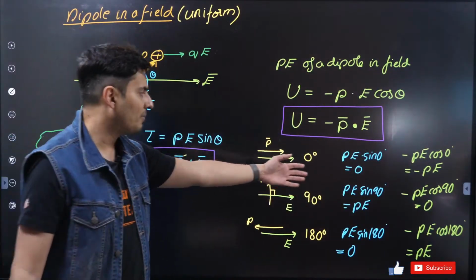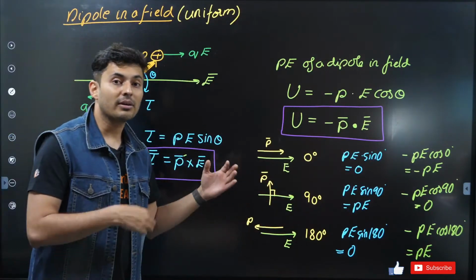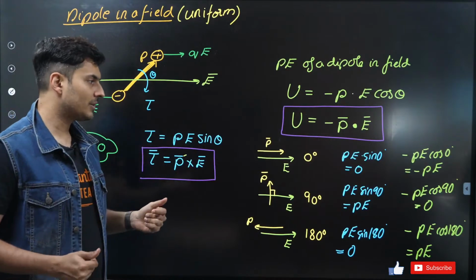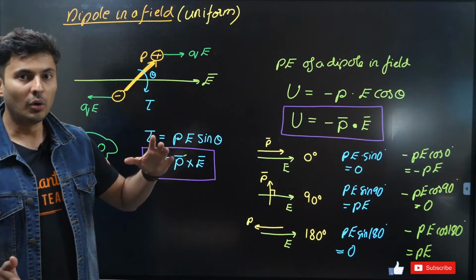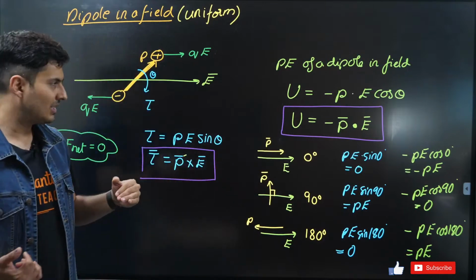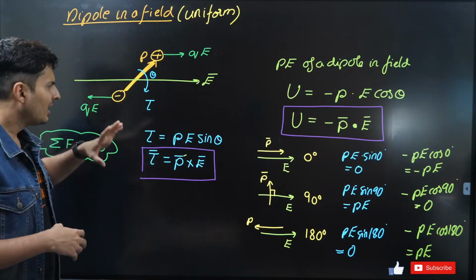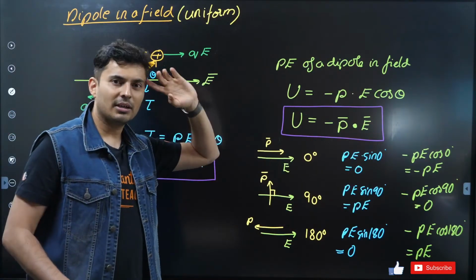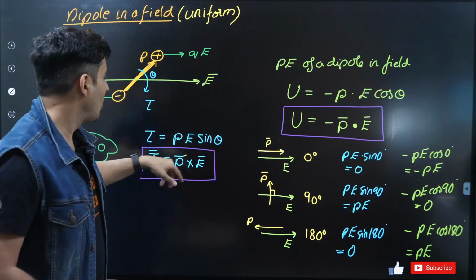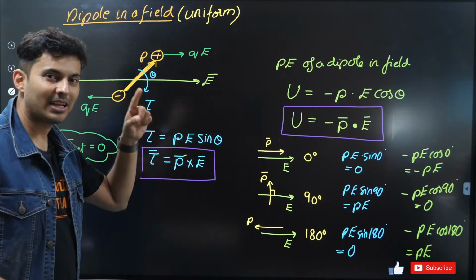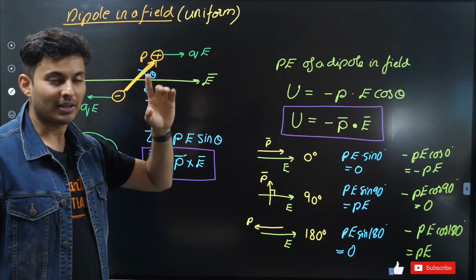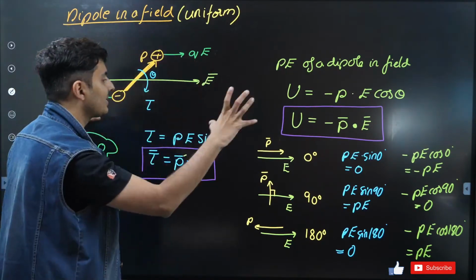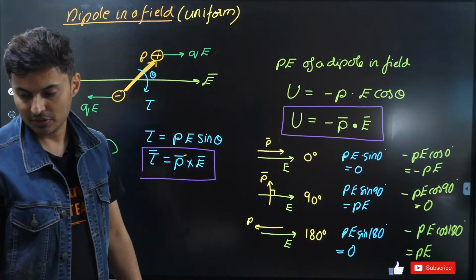I'm not saying you should learn this table by heart. No. I want you to write it on your own, analyze it on your own. That's when you get a feel of these formulas. So you should know when energy is maximum, when energy is minimum, when torque is maximum, when torque is minimum. You don't have to remember it, but if you know the formula, you will think, potential energy is cos theta, right? So cos 90 is 0, cos 0 is 1. Torque is P E sine theta. Sine is maximum when theta is 90 degrees, and when theta is 0, torque is also going to be 0 because sine is 0. So that's how you're going to analyze the situations.